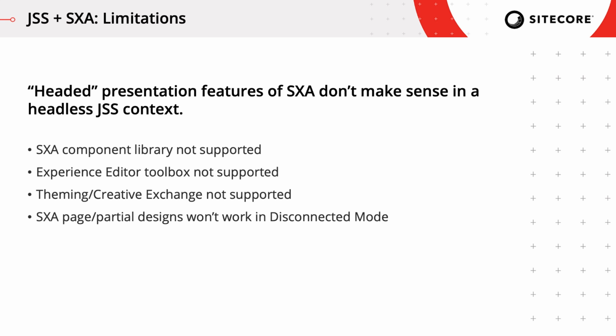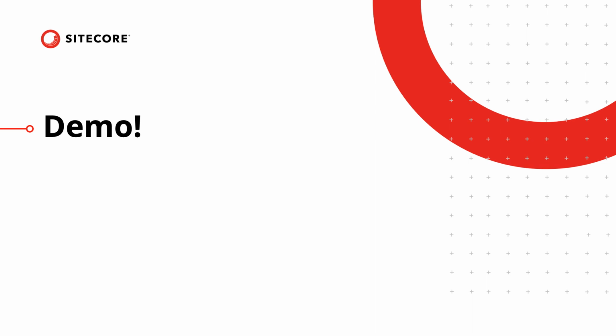But it is important to know that some parts of SXA don't make sense when talking about a headless tool like JSS. JSS architecture has not changed, and that means that you should not expect headed CMS features of SXA like the component library, the experience editor toolbox, and creative exchange and theming. Additionally, you won't be able to use page and partial designs in disconnected mode. So let's take a look at a demo of these features.